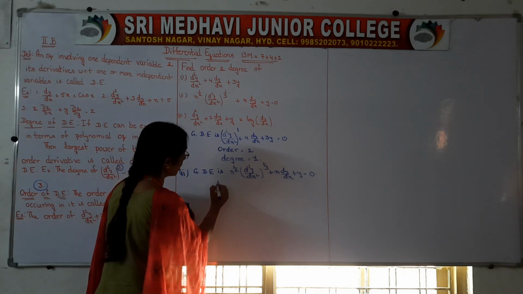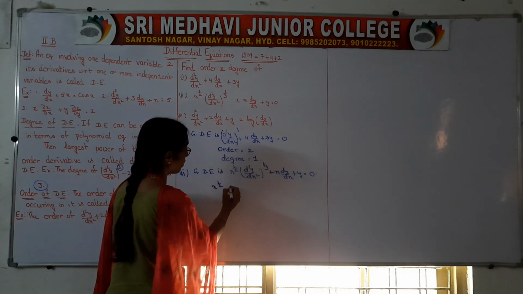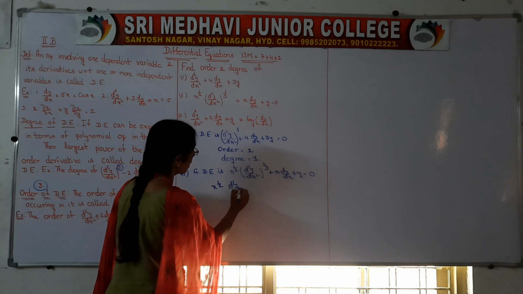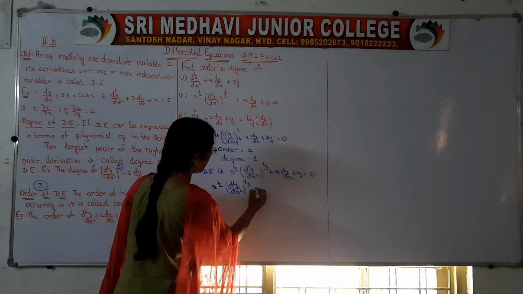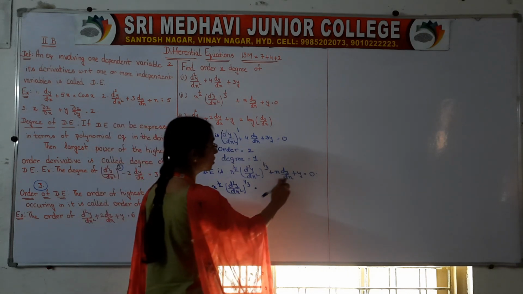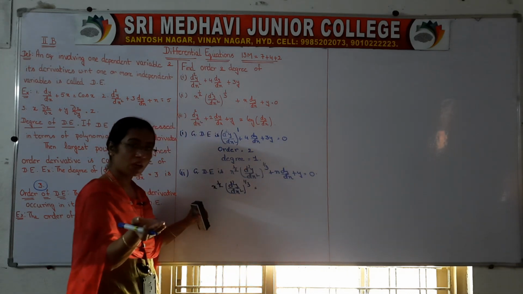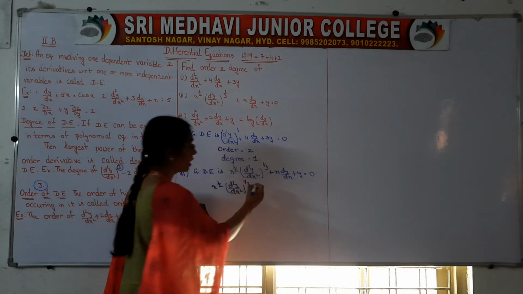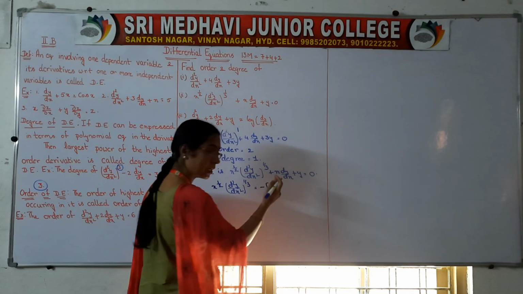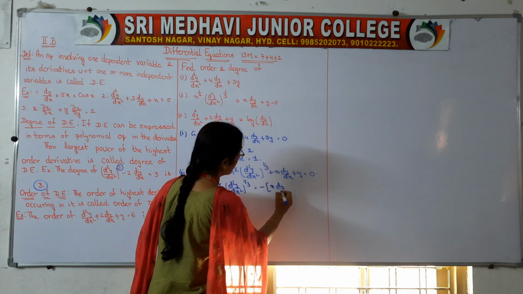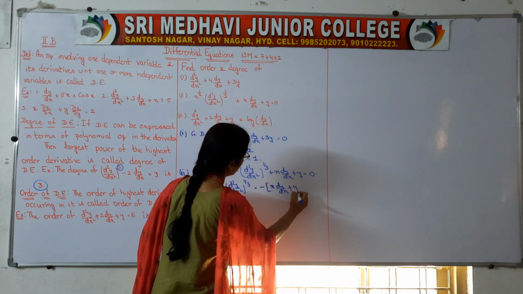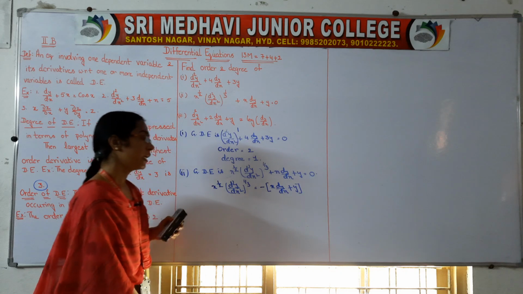We can write this equation as x to the power of 1 by 2 d square y by dx square to the power of 1 by 3 is equal to, both will be negative. Now if we send these two terms to that side, both will be negative. You can take minus common, right? So then it is minus of x dy by dx plus y.